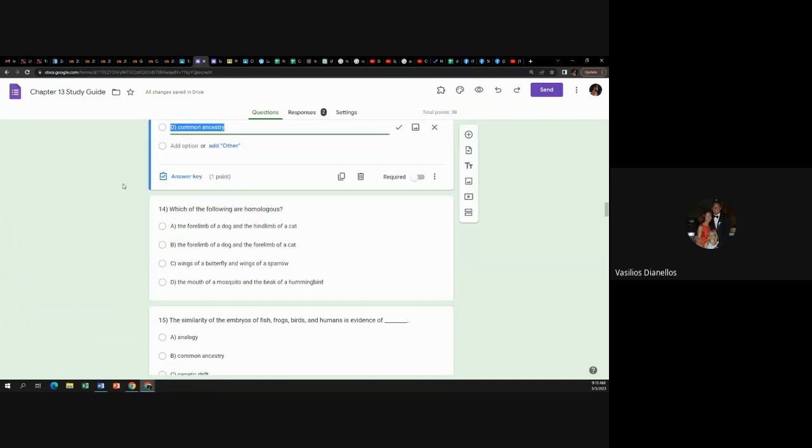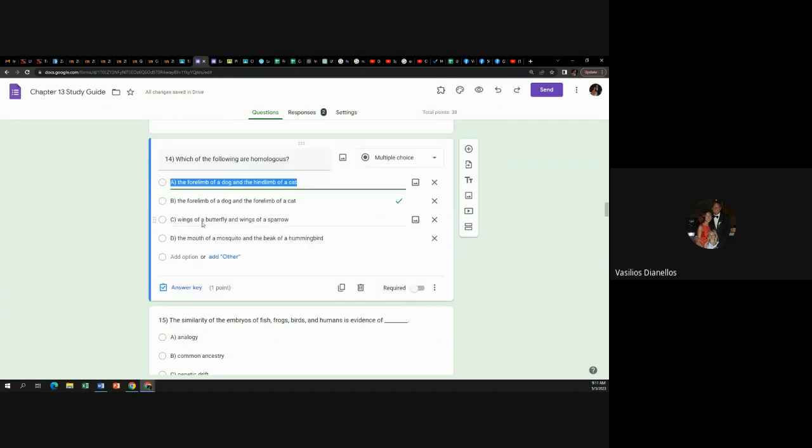All right. Speaking of homologies, which of the following are homologous? I don't necessarily like this question. I don't know if I'm going to have it on the exam or not, but forelimb of a dog and hind limb. All right, doesn't matter. This is not an answer, because you're comparing the forelimb, which is like the arms, and the hind limb, which are like the legs. So those are completely different things.